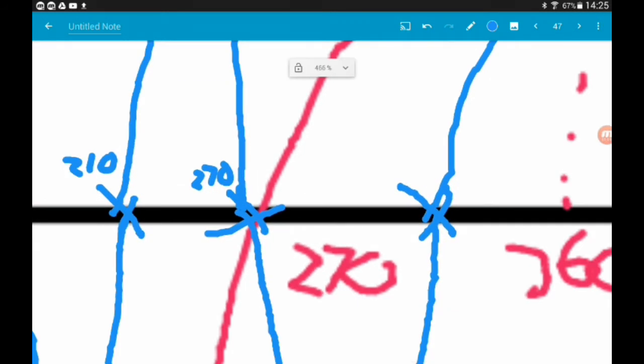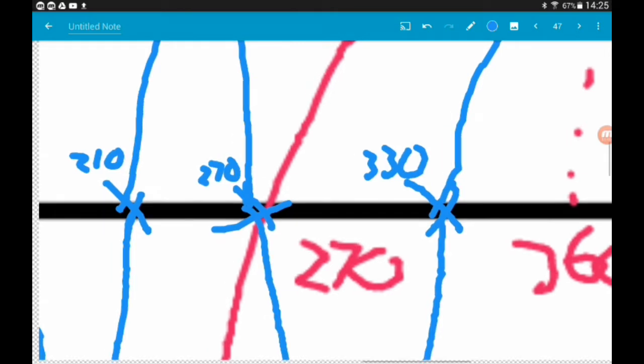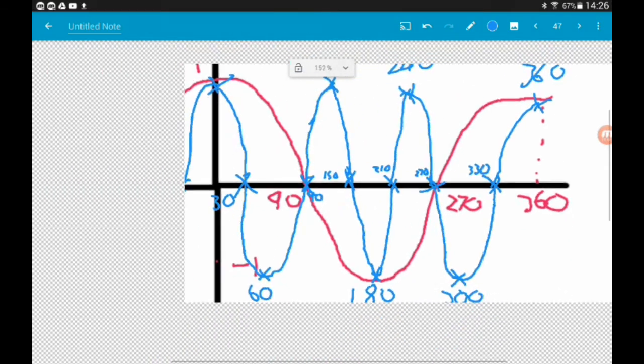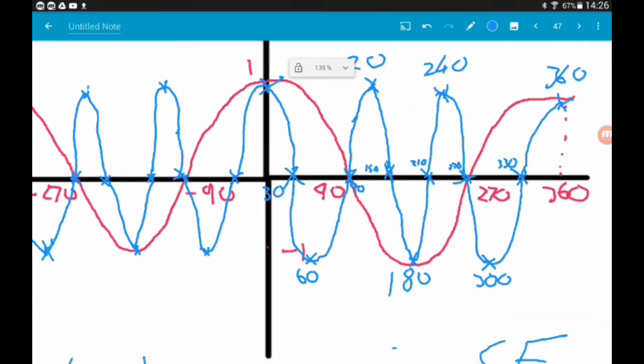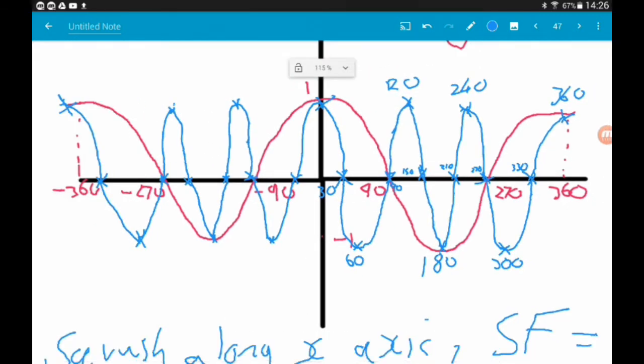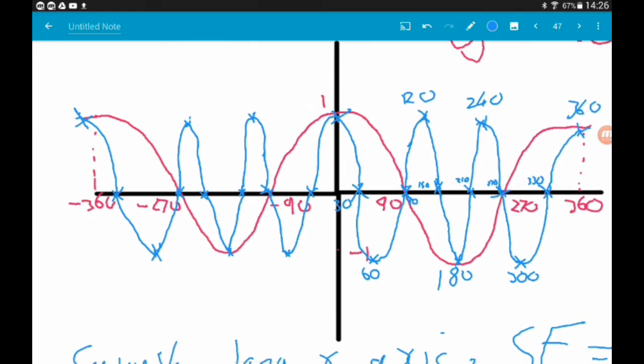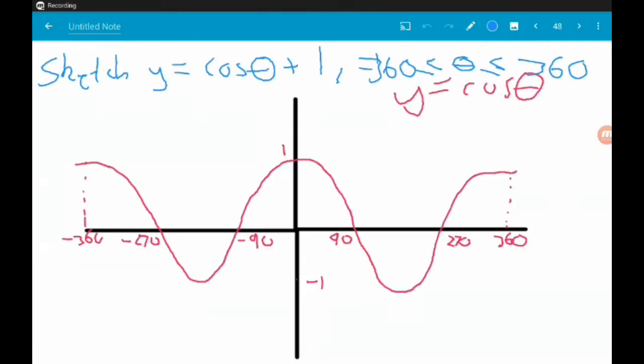And then the next one is at 330. So there is the sketch of our graph, cos 3 theta. Given that the graph hasn't been translated at all, it's exactly symmetrical through the y-axis. So all of the coordinates are the same, except the x ones are negative. Good times. Okay, last one for cos.